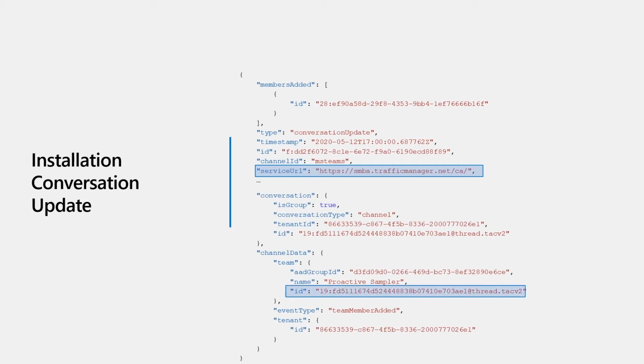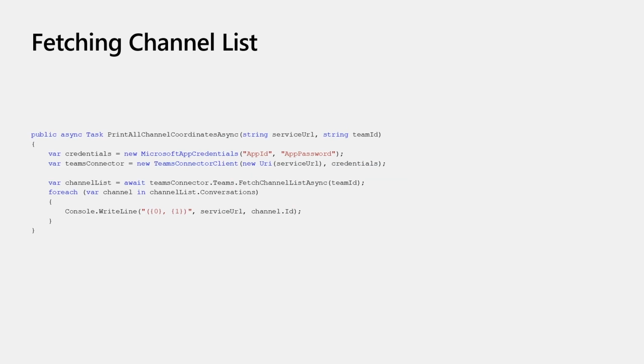To do this, we'll use the team ID from the channel data to get the list of channels in this team. This code snippet shows us how this is implemented using the Bot Builder SDK. First, a connector client is constructed to communicate with Bot Framework using the service URL from our activity. Then, we use the team ID from the conversation update to get the list of channels for the team. The ID of each of those channels acts as the conversation ID. With these IDs and the service URL, the app now has enough information to create a new channel thread.